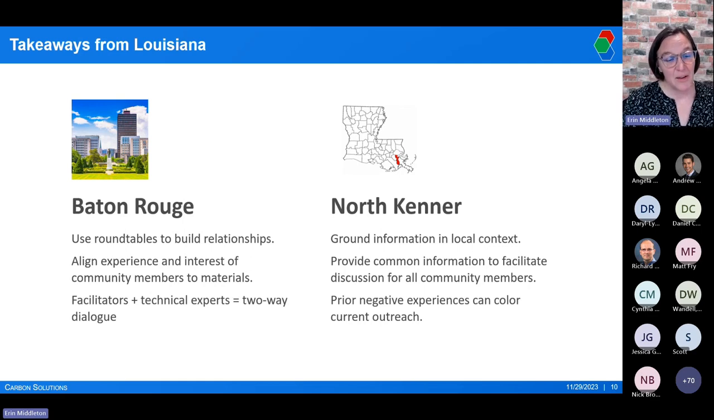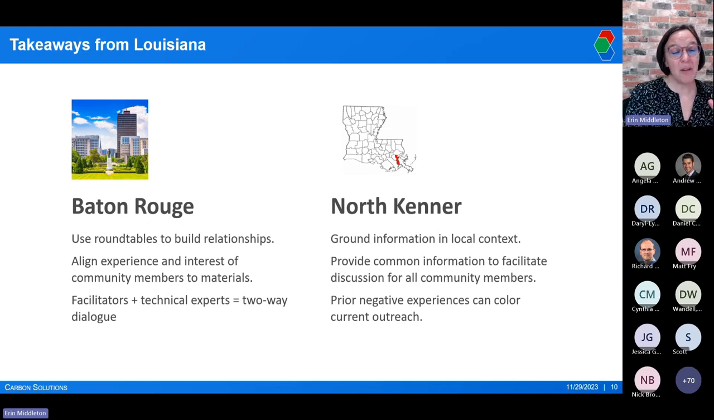The other thing I would say is that facilitators and technical experts are really helpful for two-way dialogue. I cannot tell you enough about how great Matt is as a technical expert. That does not mean he's not a great facilitator, but when you have a room full of people that folks are not necessarily familiar with, having one person who can be the subject matter expert and answer any question, or be very forthright and say, I just don't know the answer to this, I will get back to you, is valuable. Given Matt's broad experience in carbon management, when technical questions come up, he can usually answer.